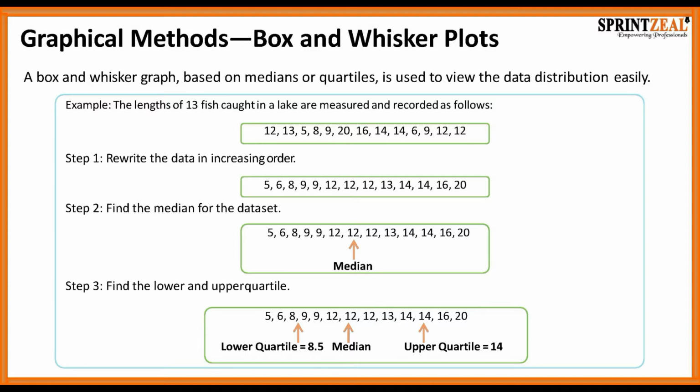The first step that we have to do is rewrite all of our data into increasing order. So it starts at 5 and ends at 20. Then we're going to find the median of our data set. Remember, our median is the center point in all of our data. This will allow us to find the lower and the upper quartiles. So we know that the lower quartile, or lower 25%, is around 8.5 because our median is 12. And the upper quartile is going to be 14.